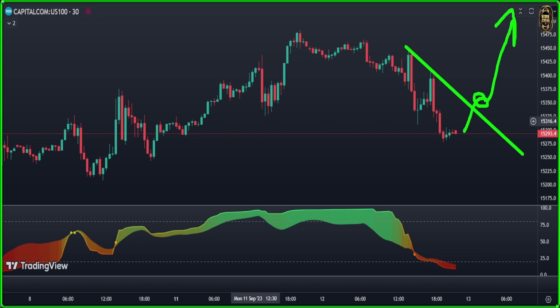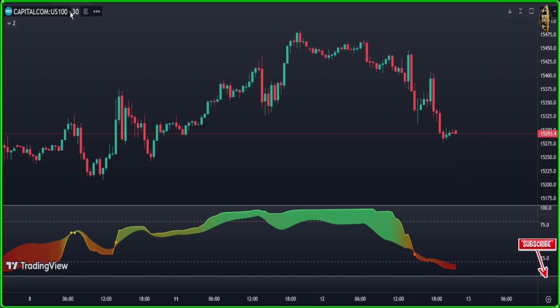Yes, you can enter long, but at this time we don't have anything here, so you need to wait more. Maybe that one is going to fall down more than that. I think the picture is too clear, guys. Now, let's go in to see the DXY, or US dollar, and what it's doing today.